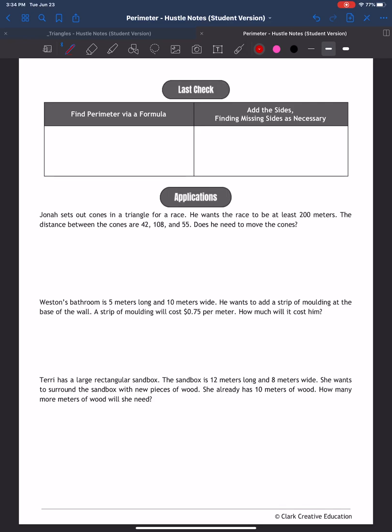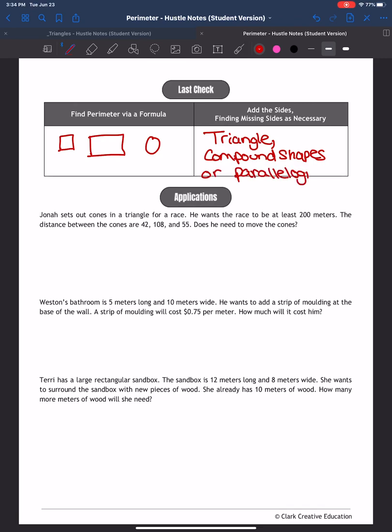So, last check, what can you find a perimeter for? You have a square, a rectangle, or a circle, triangle, and compound shapes, or parallelograms.